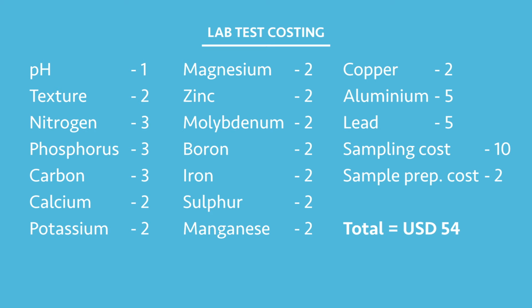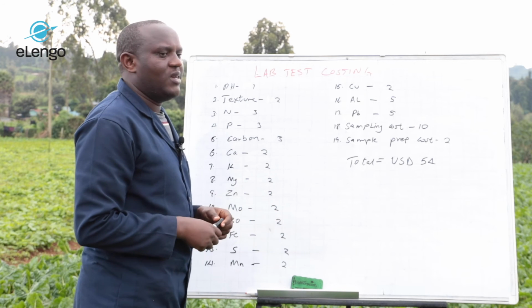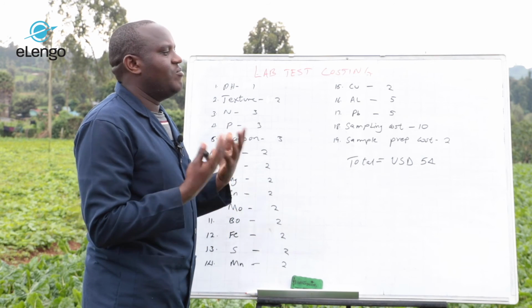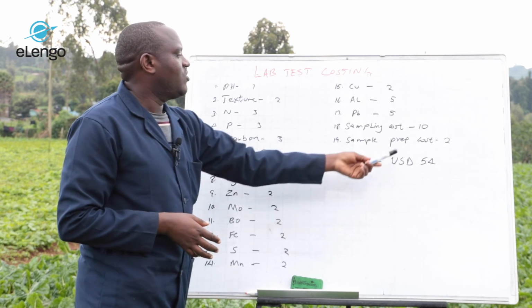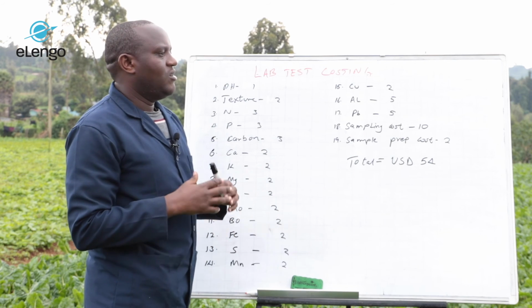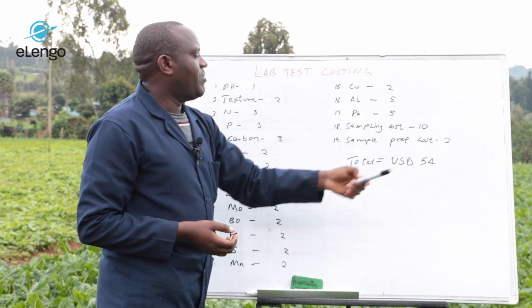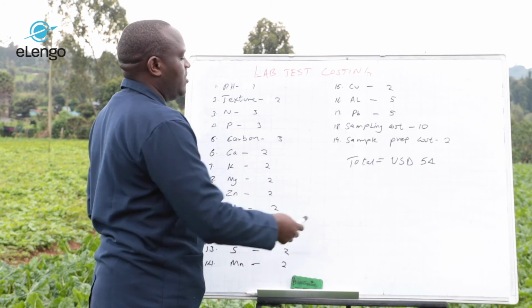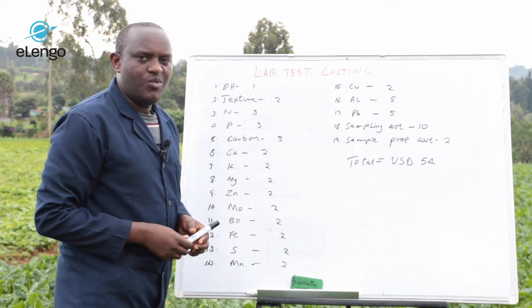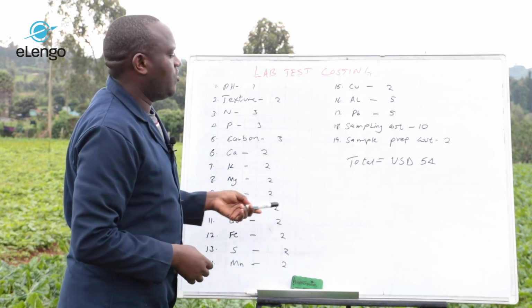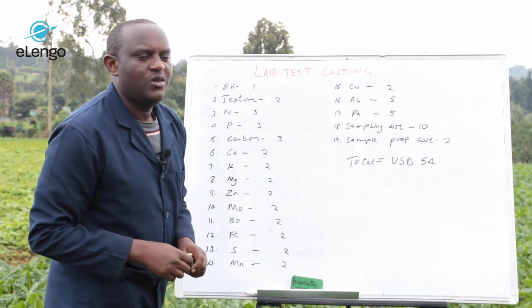Sampling will cost you around $10, but if your farm is far, there will be more transport costs, and therefore these costs may increase. But on general scale, we use $10. Sample preparation cost takes around $2. And in total, if the sample that you have taken to the lab, you are going to test all these parameters, is going to cost you around $54.